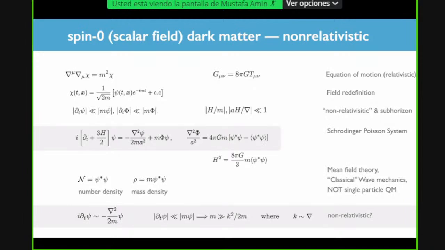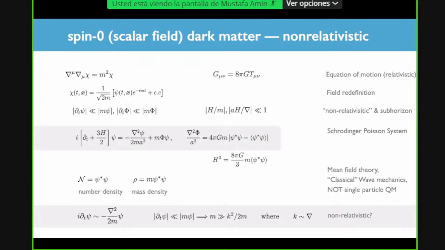Right? Time derivative, I said, is much less than m psi. So you plug it into this side of the equation, and immediately you will find, if you think of the gradient like in Fourier space like k, that this statement right here is the same as saying that the rest mass is much bigger than the kinetic energy. And that's what non-relativistic means. So that's why this assumption corresponded to non-relativistic fields.